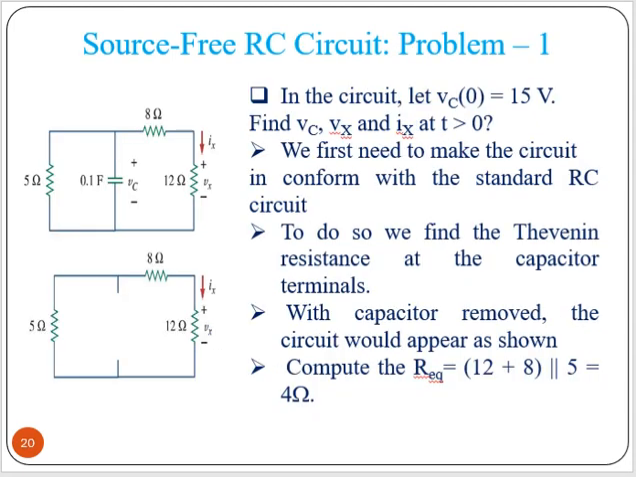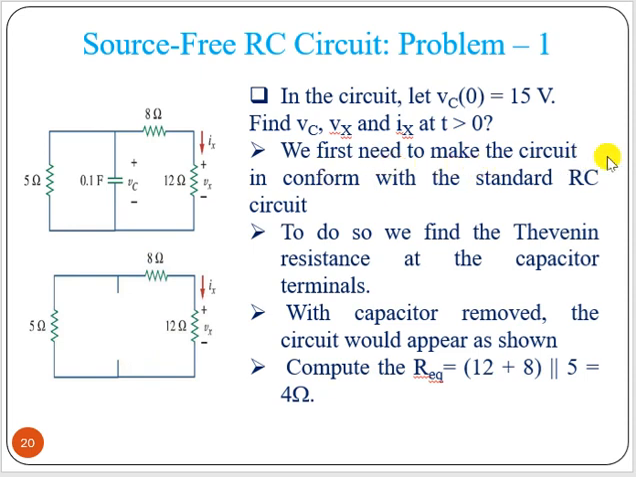Say let us take one problem. In this circuit, say we have VC0 as 15 volts. Find VC, Vx, Ix for t greater than 0. Now at t greater than 0, the capacitor acts as an open circuit.